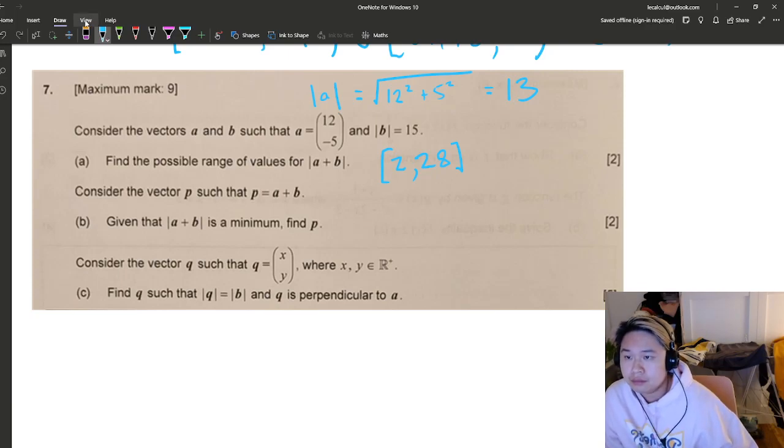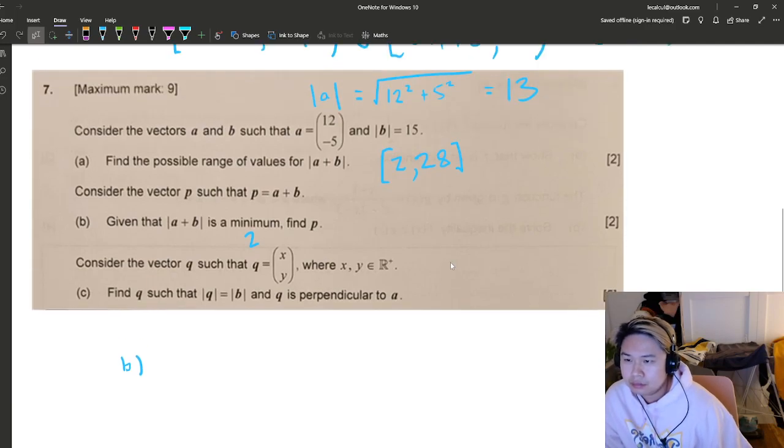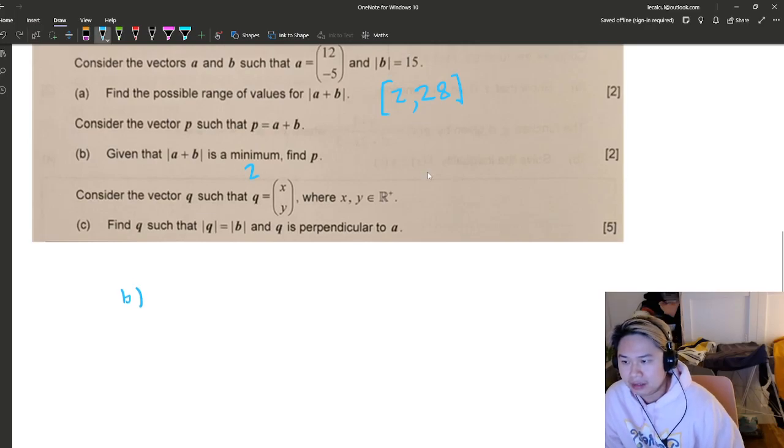Okay. And then consider the vector p. So p is going to be a plus b. Given that the magnitude of p is a minimum, find b. Okay, so the minimum is 2. Then we need to find b. I think, well, I need to find the vector b. I'm going to say that b is going to have the coordinates x and y.